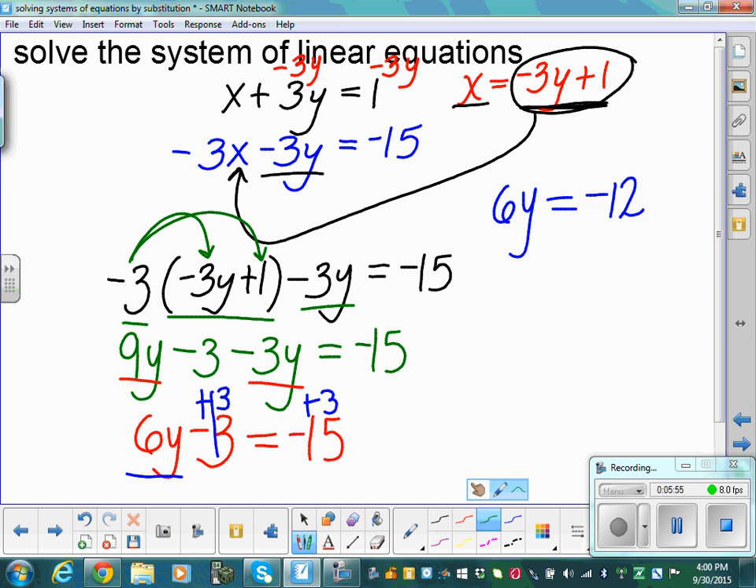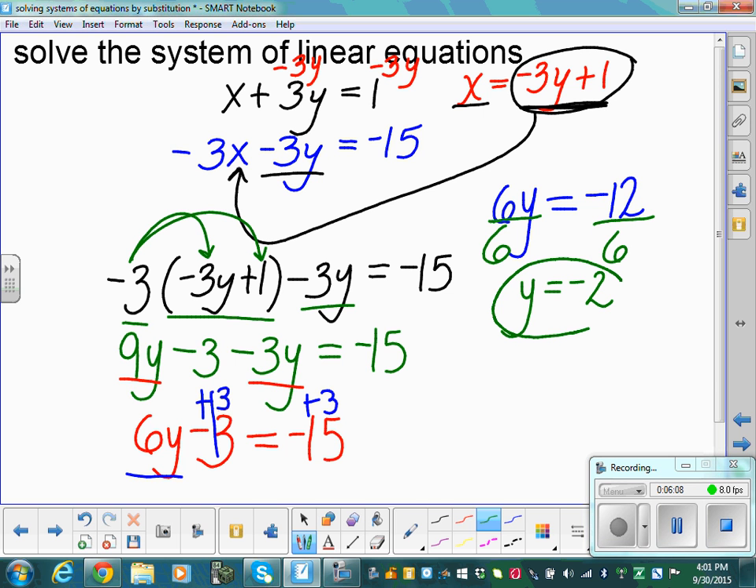Now from there, I'm trying to get y alone, so I'll divide both sides by 6. So I get y is equal to negative 2. Negative 12 divided by 6 is negative 2. I solved for y. Now I need to solve for x. This part's the easiest part.